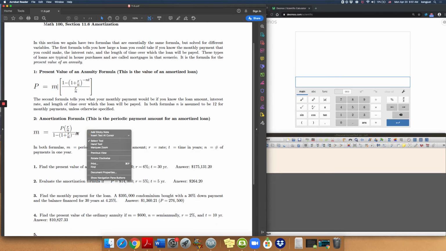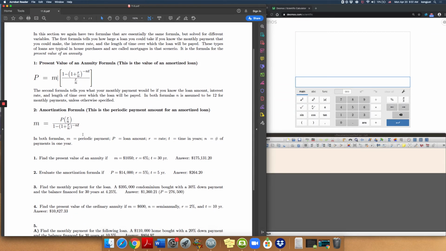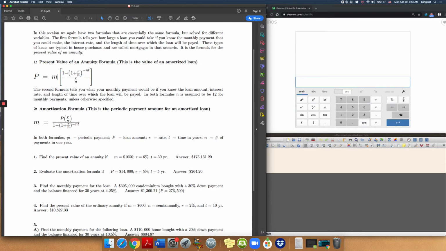Alright, so there's the amortization formula. Amortization because you're making monthly payments to get rid of the loan, yeah? That's what amortization means. Now in both of these formulas, M is the periodic payment, like we said. P is the loan amount, or we can also call it the principal. R, this is the rate. T is the time in years. And N is the number of payments in 1 year.